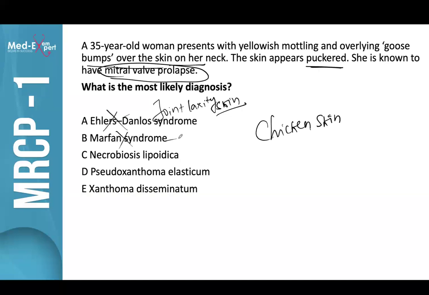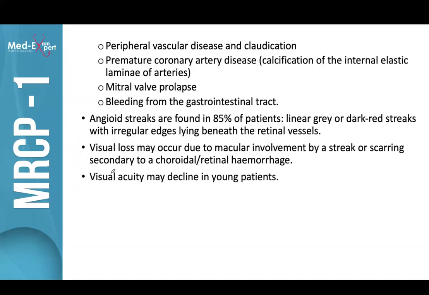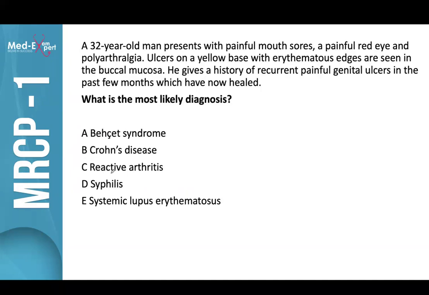Marfan syndrome, the person should be tall, fingers should be elongated, Walker-Murdoch sign, thumb sign positive, high arched palate. It's not the answer. Necrobiosis lipoidica diabetorum is seen elsewhere. Xanthoma disseminatum will not present like this, but here, only peculiarly around the neck with the mitral valve prolapse, is pseudoxanthoma elasticum. Right?